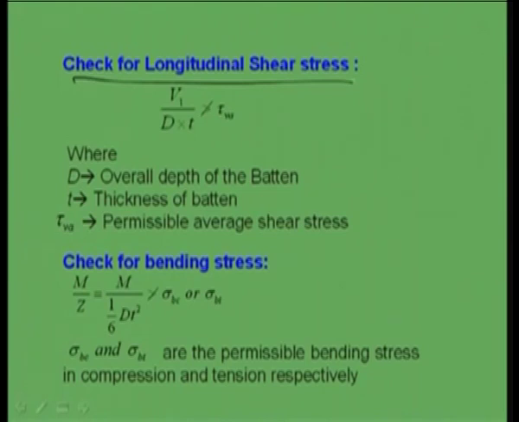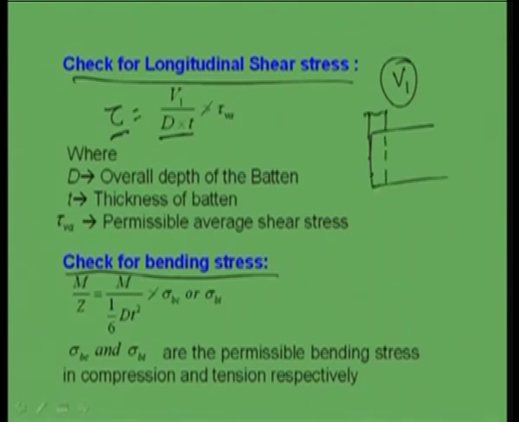Then we will check for longitudinal shear stress and check for bending stress. Now we know the longitudinal shear force V1, which we have calculated. So the stress we can find out, tau is equal to V1 by D into T, which is called longitudinal shear stress. Here D is the depth of the batten. If I see, this is one and this is another member connected with the batten. So this is D of the batten and thickness T, right?